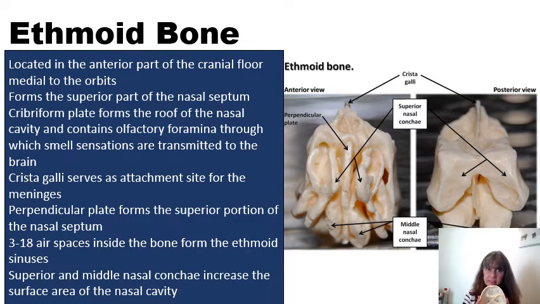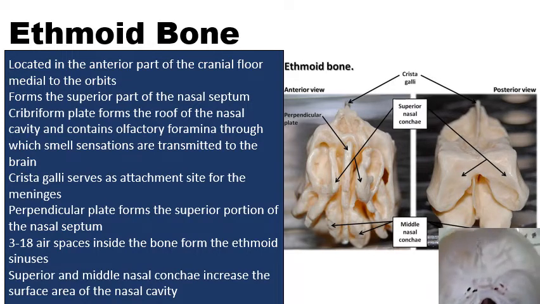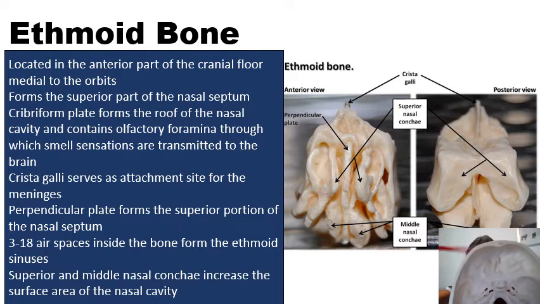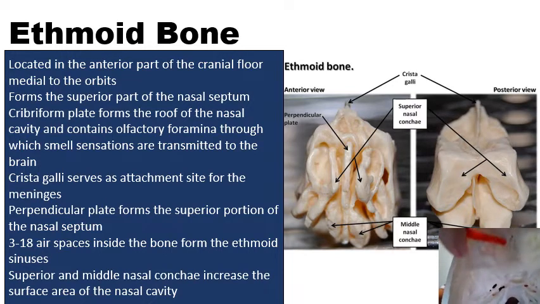The ethmoid bone is located in the anterior portion of the cranial floor, medial to the orbits. Here we can see the ethmoid bone in here. Okay, this little piece is part of the ethmoid bone, just medial to the orbits. You'll notice the piece anteriorly that sticks up. That is called the crista galli. The crista galli serves as a site of attachment for the dura mater of the meninges. That's the outermost layer of the meninges, which are groups of membranes that cover the brain and the spinal cord.